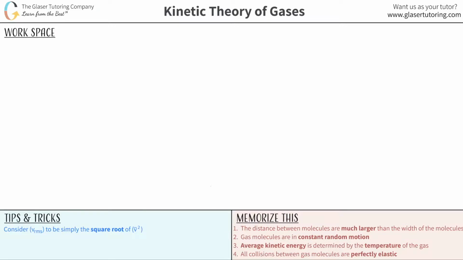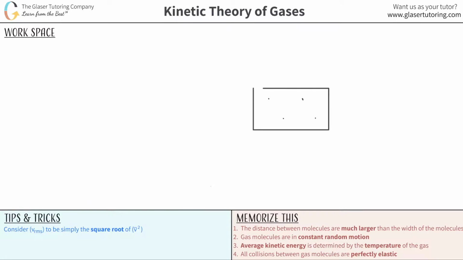Number 1 says that the distance between the molecules of a gas is much larger than the width of those molecules in particular. Pretend you had a container, and each of these little dots represented a molecule. What we're trying to say is that the width of this particular molecule is much smaller than the distance between, let's say, these two adjacent molecules, or these two molecules, or these two. Hopefully that should be clear.